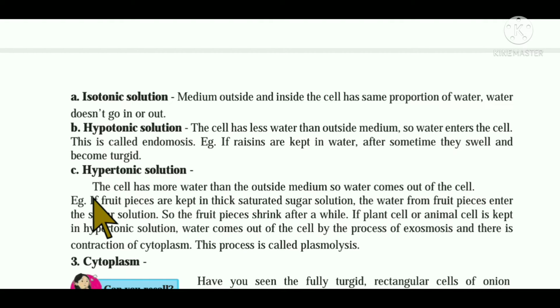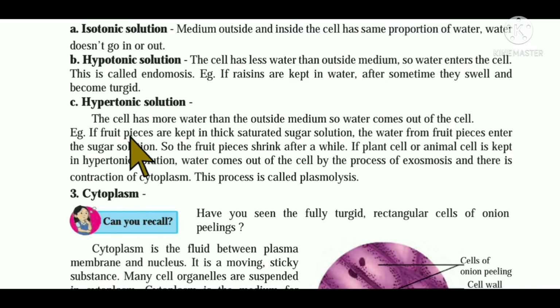Hypotonic solution means the cell has less water than the outside medium, so the water enters the cell. This is called endosmosis. For example, if you keep raisins in water, after some time they swell up and become turgid due to the entry of water from outside into the raisin. Then the hypertonic solution, let us see.